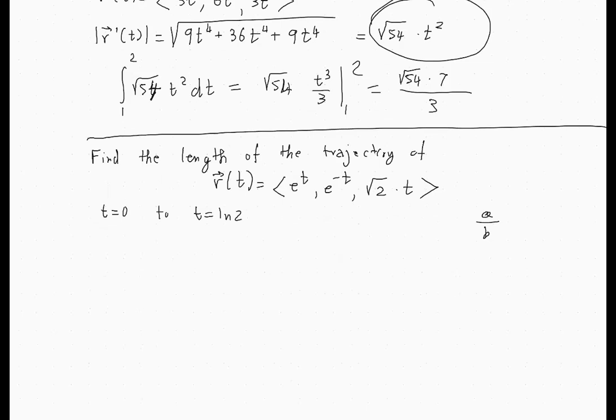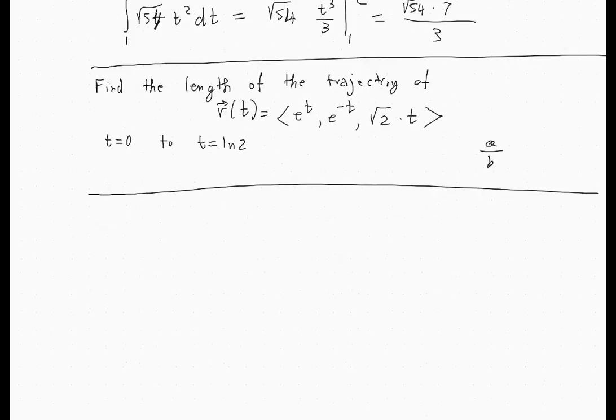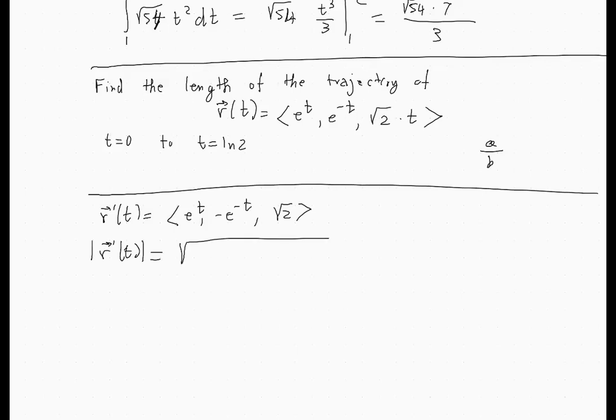So again, we need to find the velocity, the derivative in other words. So this will be e to the t minus e to the negative t and square root of 2. We need to take the magnitude of the velocity. Remember, which is the speed. It's the integral of the speed that gives us the length of the trajectory. So this will be square root of e to the 2t plus e to the negative 2t plus 2.